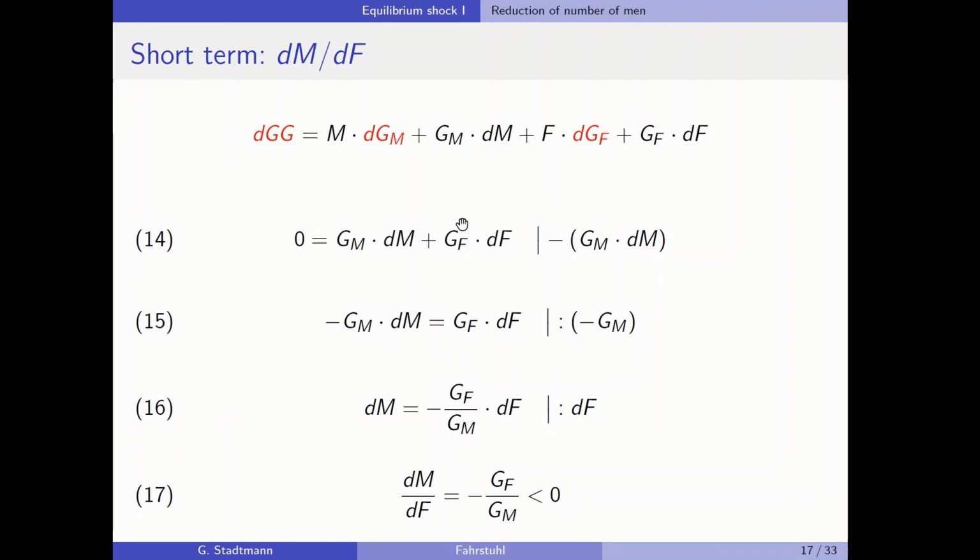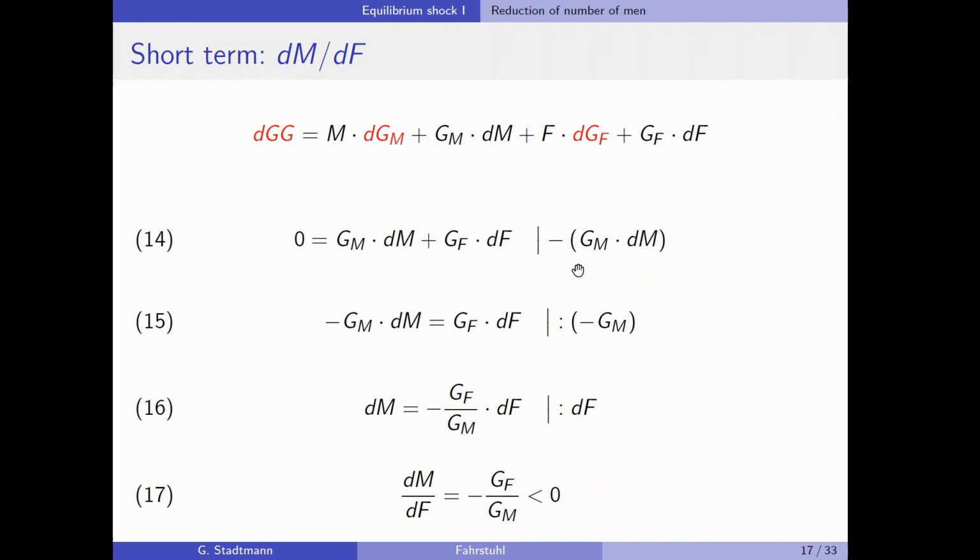In the short run, we cannot change the capacity constraint. We cannot change the weight of the man or the weight of the woman. This will take time. Therefore, these red elements are equal to 0 and we get to equation 14. Overall, we want to compute the relationship dm over df.